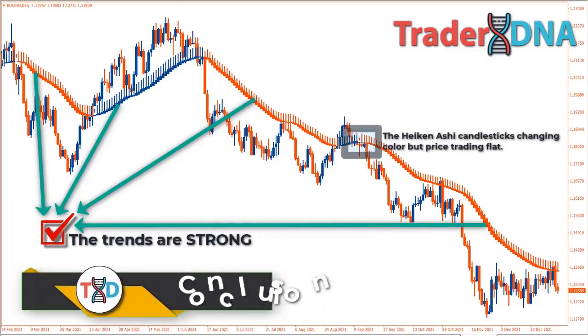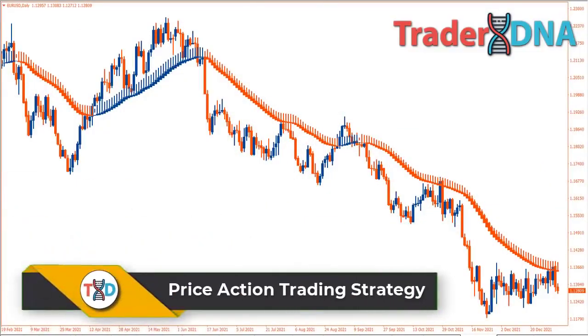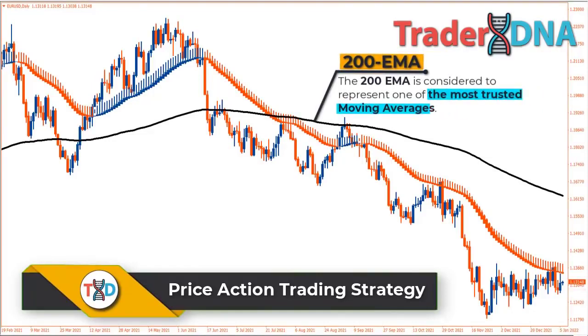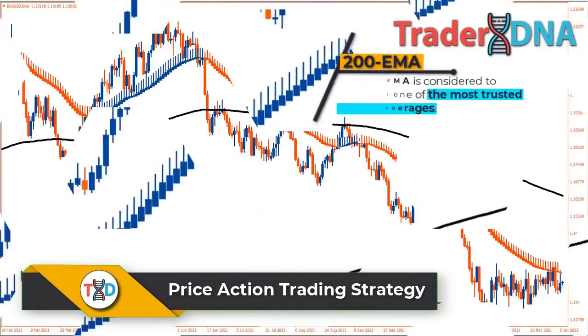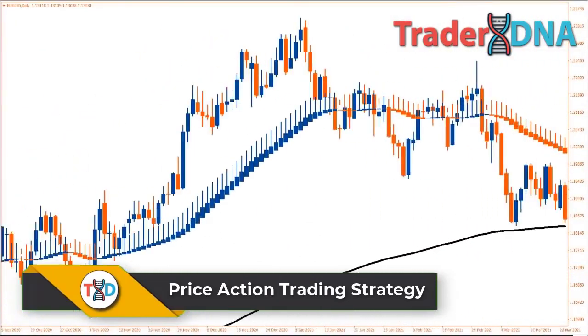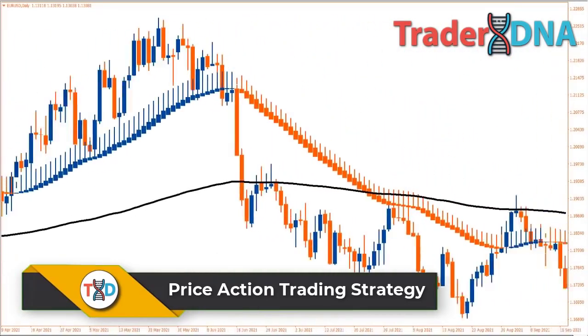Price action trading strategy with smoothed HEIKEN ASHI indicator. The HEIKEN ASHI smoothed indicator is really an indicator designed as a standalone trading system, but in order to improve the performance of the indicator we're going to add the 200 period moving average, because the 200 EMA is considered to be one of the most trusted moving averages. Going forward, we're going to lay down an effective price action trading strategy using the HEIKEN ASHI smoothed indicator in combination with the 200 period EMA.